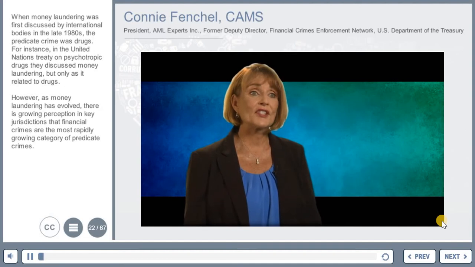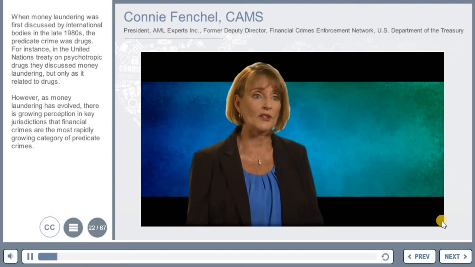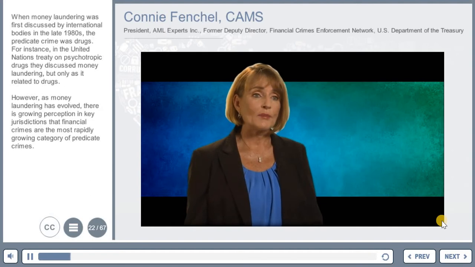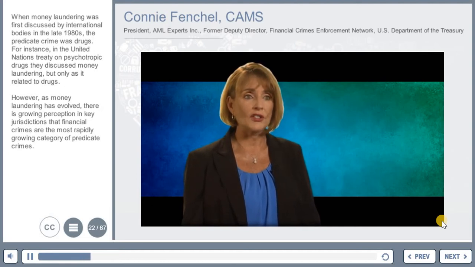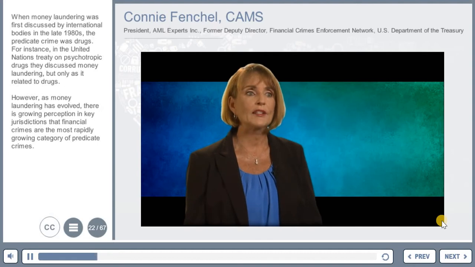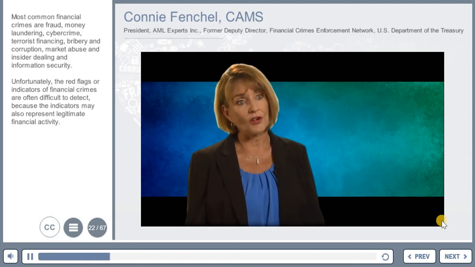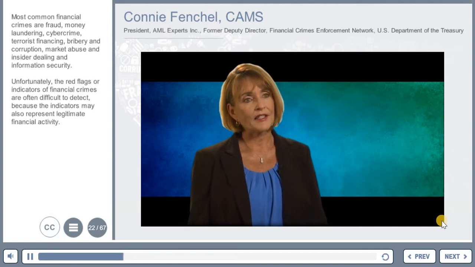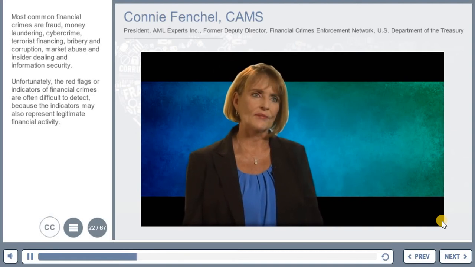When money laundering was first discussed by international bodies in the late 1980s, the predicate crime was drugs. For instance, in the United Nations Treaty on Psychotropic Drugs, they discussed money laundering, but only as it related to drugs. However, as money laundering has evolved, there is growing perception in key jurisdictions that financial crimes are the most rapidly growing category of predicate crimes. Most common financial crimes are fraud, money laundering, cybercrime, terrorist financing, bribery and corruption, market abuse and insider dealing, and information security.